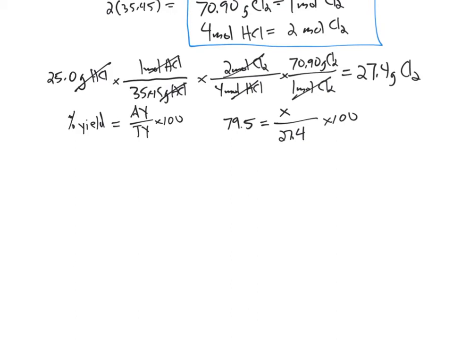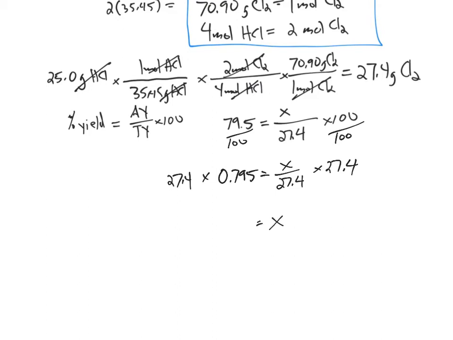So first I'll divide both sides by 100. Convert that percentage into a decimal. And so I get an actual yield of 21.8 grams.